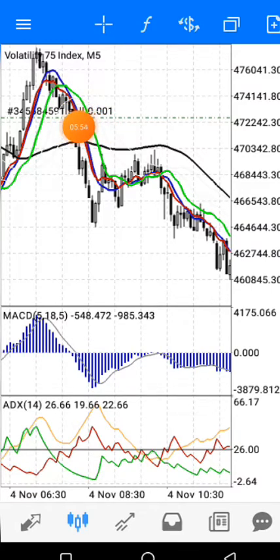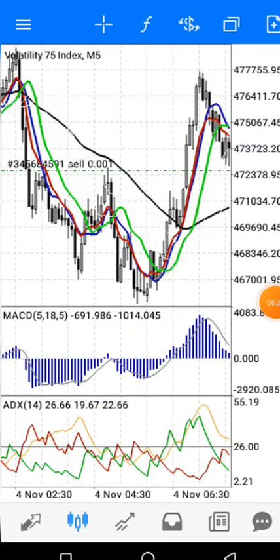But don't enter yet. Come to the MACD here. Make sure that the MACD faces down, below the 0.00 level. Then make sure that the yellow ADX is above the 26. Then the red must also be above the 26, and above the green for a sell signal. So when the red is above the green, take your trade. That is the sell signal.